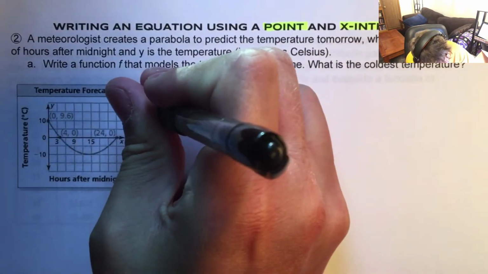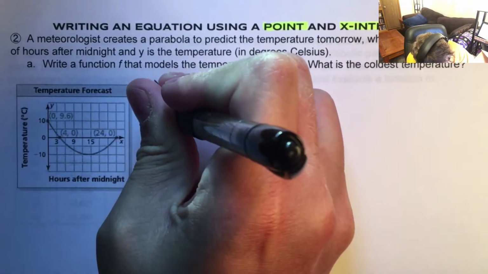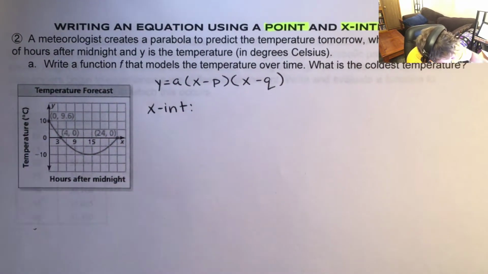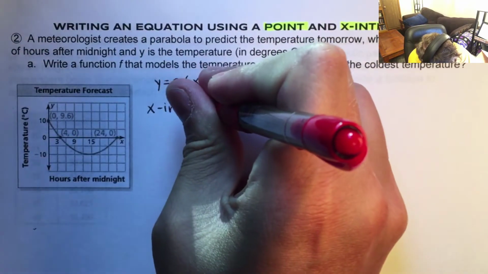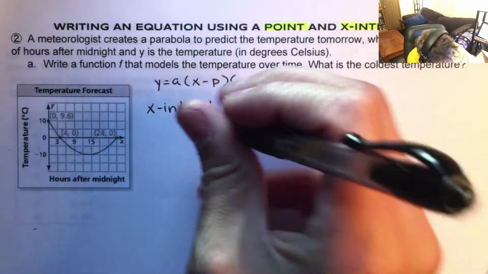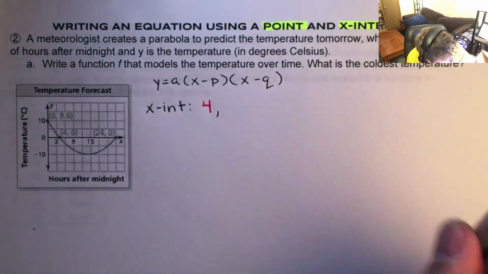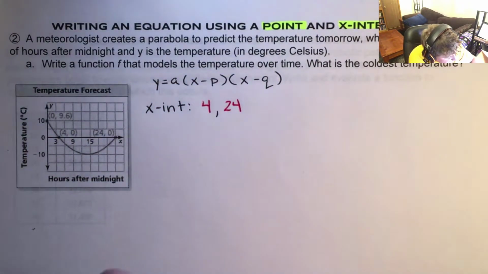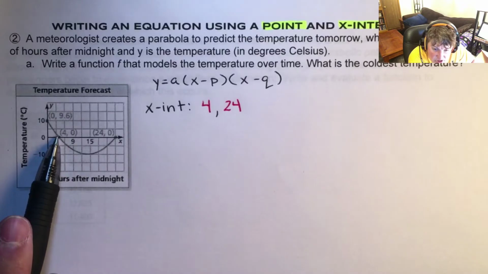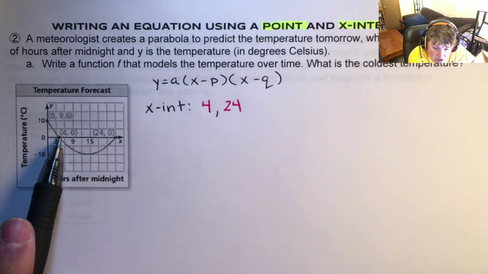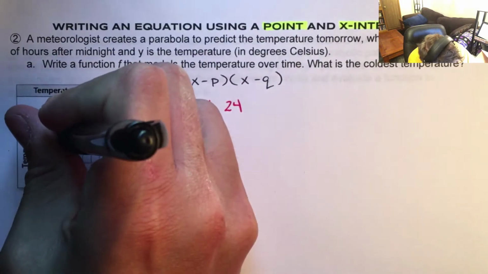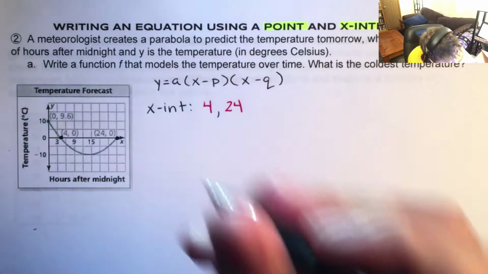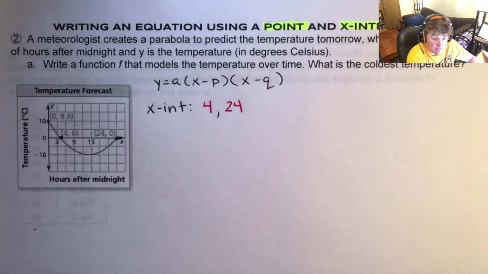So, what do we want to start with? Well, in this one, we want to start with the x-intercepts. Okay, the x-intercepts, it looks like, are at 4, as well as, where else is an x-intercept? 24. Okay, so as I look at this, it is at 4, because this is where it crosses the x-axis. It crosses the x-axis here at 4 and here at 24 as well. So those are our x-intercepts.